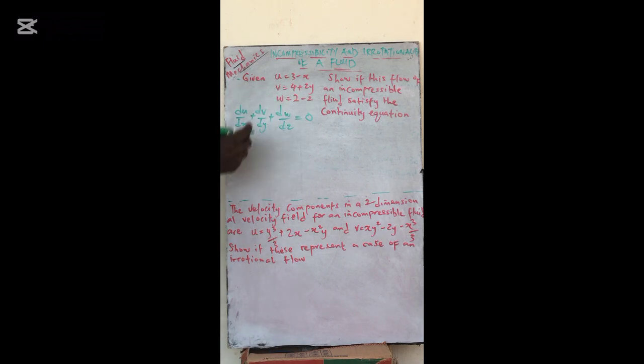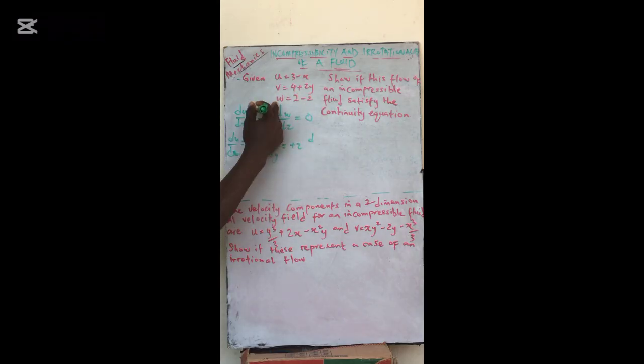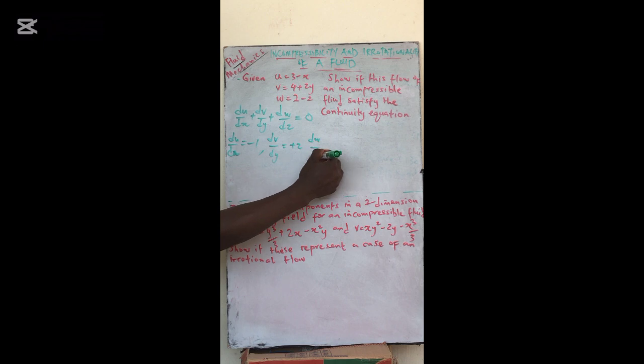So let's move. Your du/dx: if you differentiate x here, you have minus 1, because you can see it's minus 1 that is here. Then dv/dy: differentiate 2y here, this is the y that we are having, that will be plus 2. Then dw/dz: if you differentiate z, it's going to give you minus 1 here.